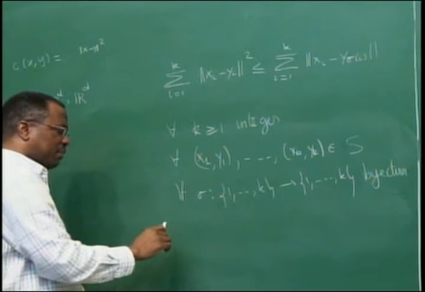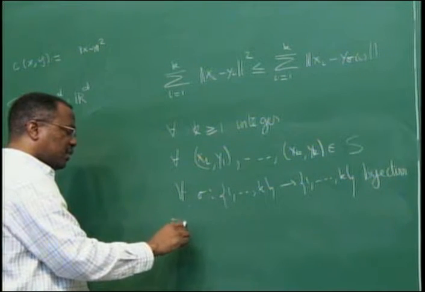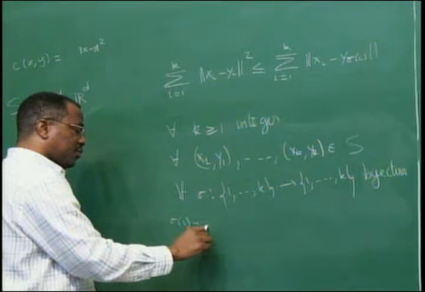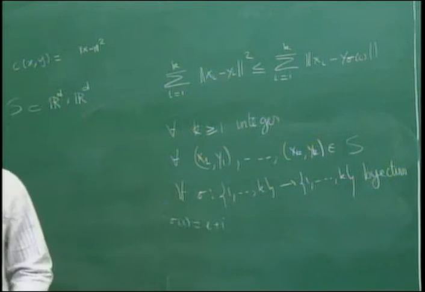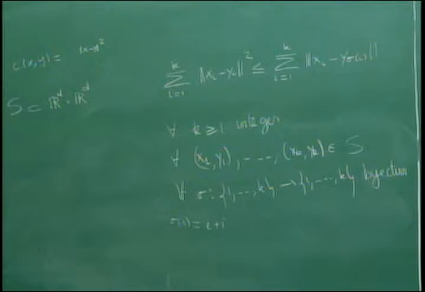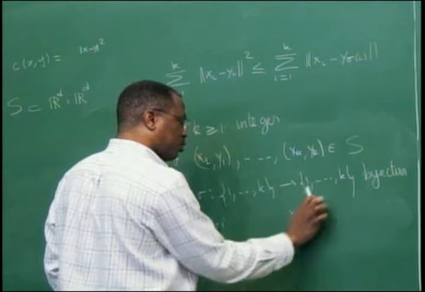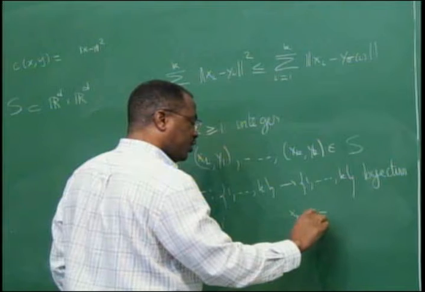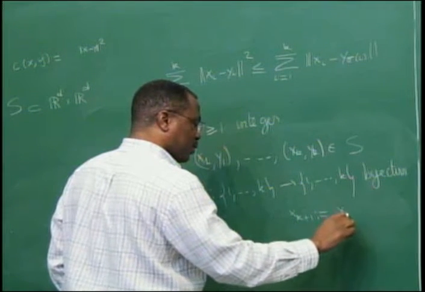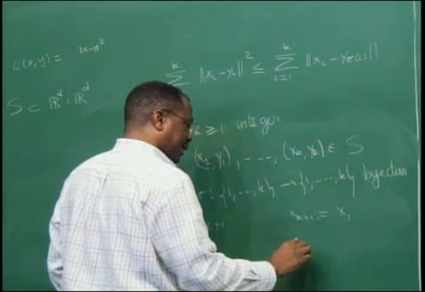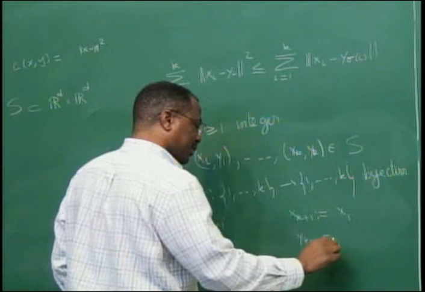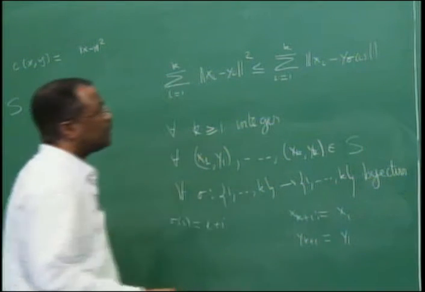So note that it is not a loss of generality to take this permutation, which is going to send i to i plus 1, because I just change the order of the points, and I can always assume that I am in such a situation. With the convention that when I choose this, x_{k+1} is by definition x1, and y_{k+1} is by definition y1. Okay.